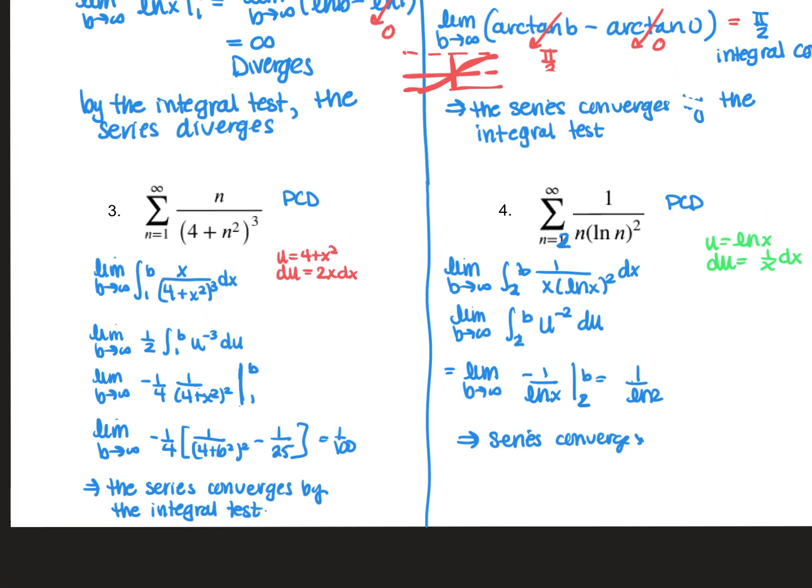And same things with the next two. Here, positive, continuous, decreasing. You got to do a little u substitution, but you can see that that is a finite value, so therefore the integral also converges. On the fourth one, I meant to put a 2 right here because the natural log of 1 is undefined. So you can see that if we go through that, the series does converge. So there's your integral test.